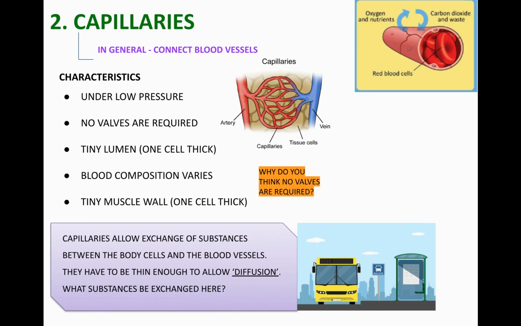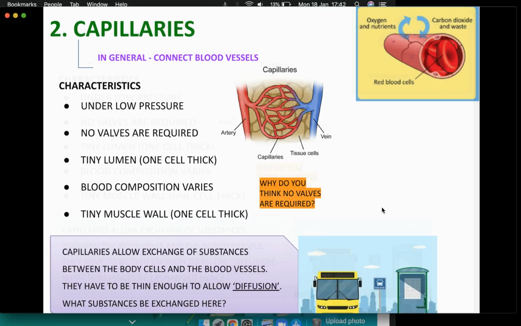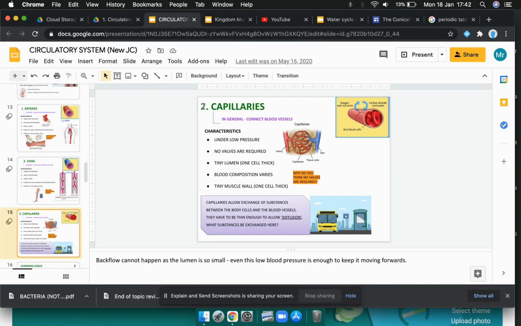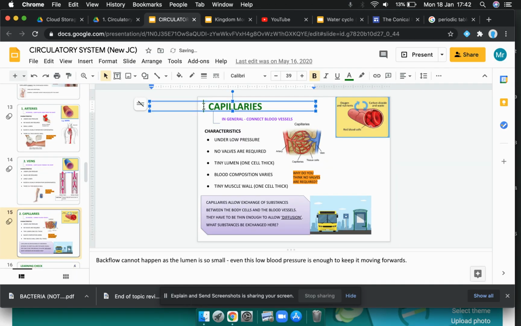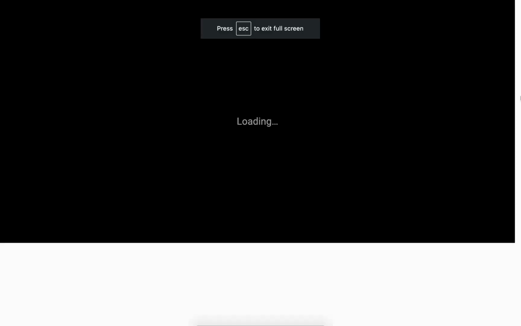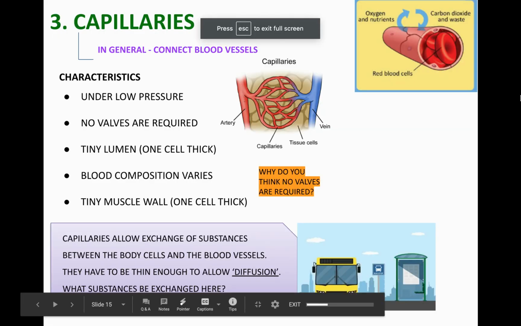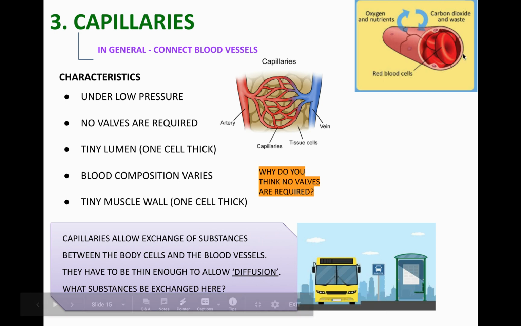The last type of blood vessel that you need to learn about, and this should be number 3, is a capillary. A capillary is a very thin blood vessel. In fact, the wall is so small it is 1 cell thick. The lumen is so narrow, this is where the blood flows through, that red blood cells actually have to squeeze through the capillaries.